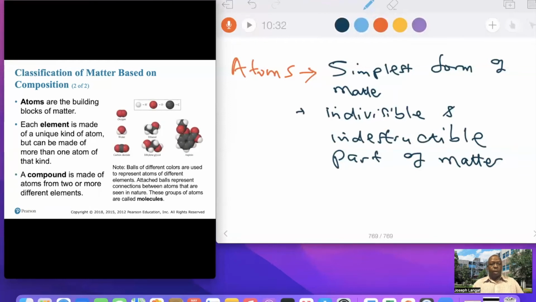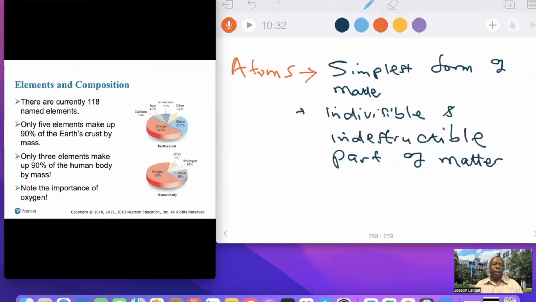So compounds are made up of two or more atoms of different elements. For example, here is a water molecule made up of hydrogen and oxygen. Remember, I said the white sphere represents a hydrogen atom and the red sphere represents an oxygen atom. So this is a water molecule. In ethanol, carbon is always a black sphere, right? So in ethanol, we have two carbons, 1, 2, 3, 4, 5 hydrogens and 1 oxygen. This is just an illustration of what makes up compounds. Compounds are made up of two or more atoms of different elements.